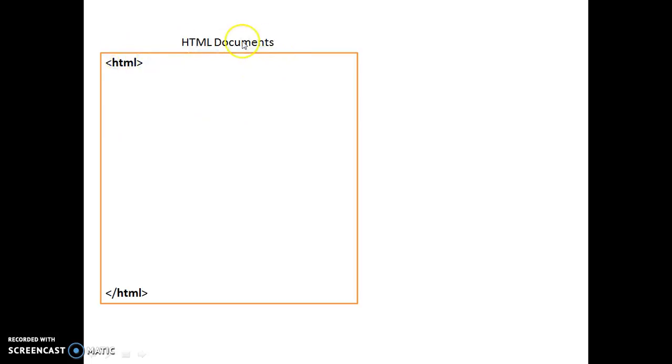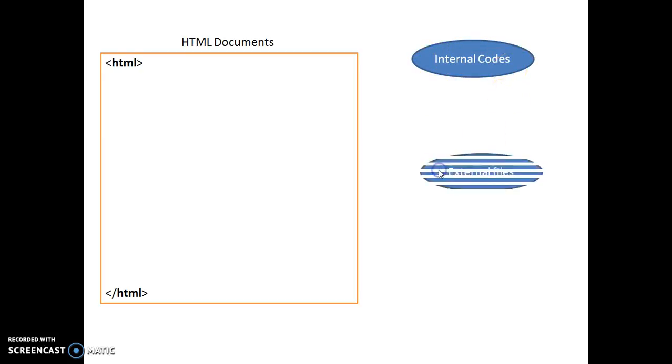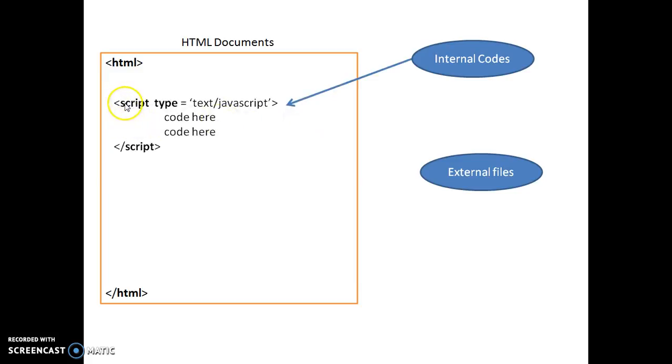So this is the HTML document. This is the HTML root tag and this is the HTML closing root tag. Now JavaScript can be incorporated in the HTML in two ways. Firstly, as internal codes. Secondly, as external files. Internal codes can be incorporated in this way. This is the script tag. This is the closing script tag. This is the type attribute where we have to write text/javascript, and then whatever codes that we need to write, we are going to write it here.